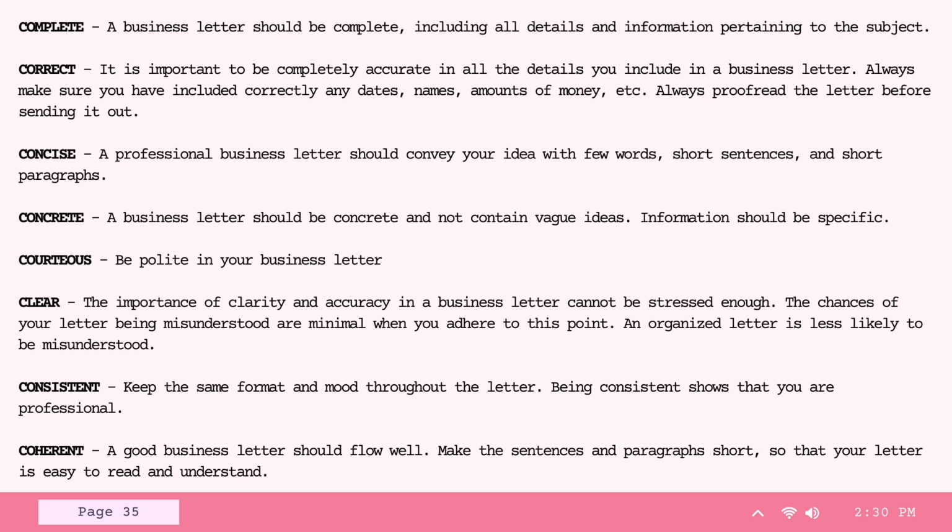A disorganized letter is likely to be misunderstood. Consistent. Keep the same format and mood throughout the letter. Being consistent shows that you are professional. Coherent. A good business letter should flow well. Make the sentences and paragraphs short so that your letter is easy to read and understand.